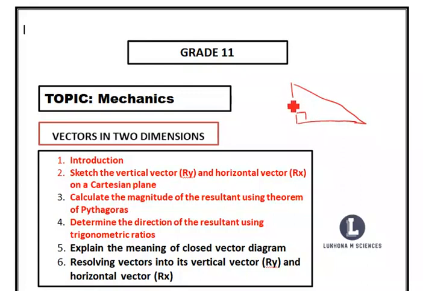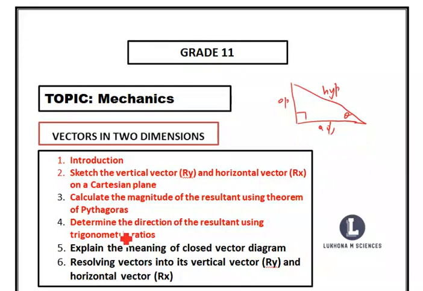So we have this side, which is the opposite of this angle. Then this is the adjacent side of this angle. Then this one is the hypotenuse. Then we use the trig ratios to get the direction.